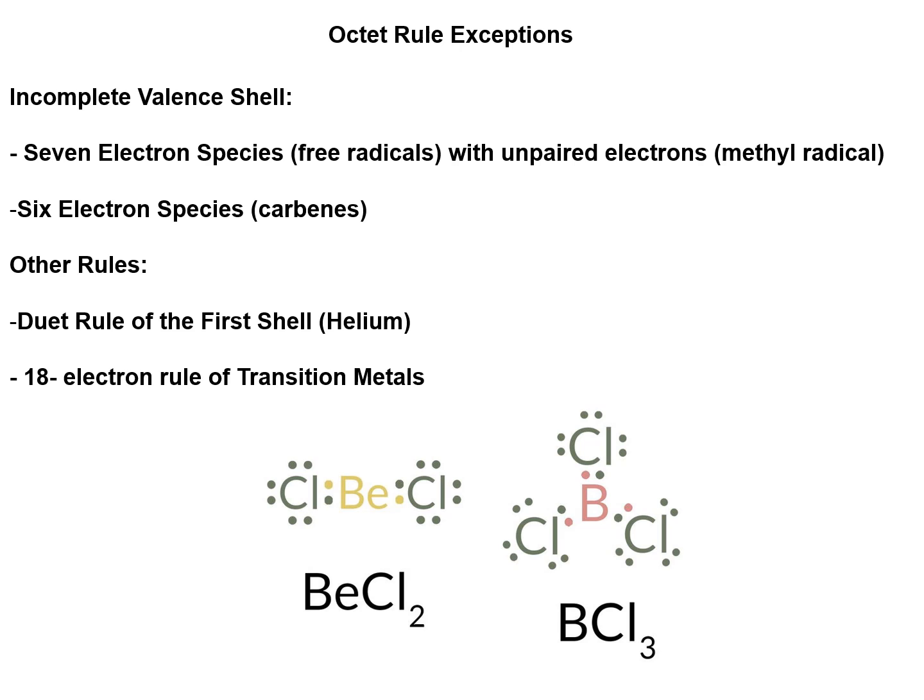And there are exceptions to the octet rule. Incomplete valence shells, such as a 7-electron species, as free radicals with unpaired electrons, like the methyl radical. 6-electron species, like carbenes. There are also other rules, like the duet rule of the first shell of helium, or the 18-electron rule of transition metals. These will be talked about in a future lecture.